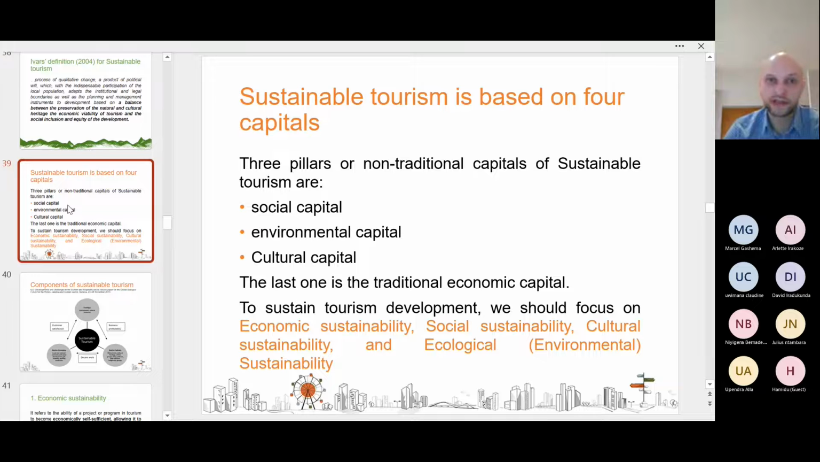As I mentioned earlier, sustainable tourism is based on four capitals. Three pillars or non-traditional capitals of sustainable tourism are social capital, environmental capital, and cultural capital. And the fourth pillar is the traditional economic capital. So to sustain tourism development, the organizations, the locals, the stakeholders should focus on economic sustainability, social sustainability, cultural sustainability, and ecological or environmental sustainability.